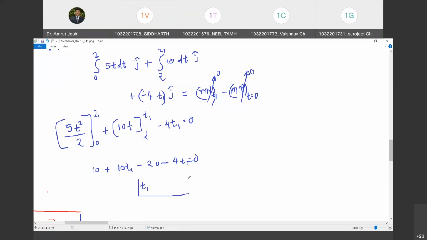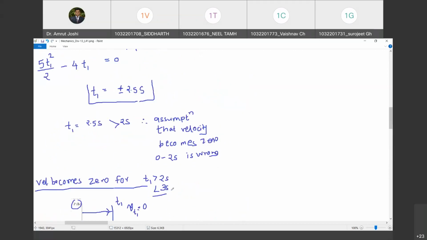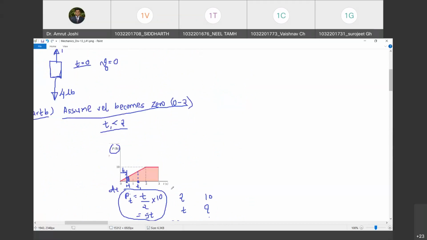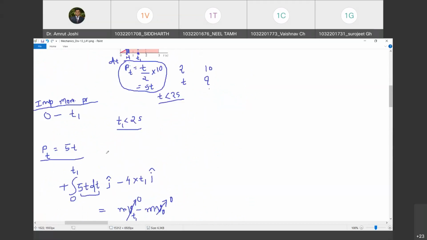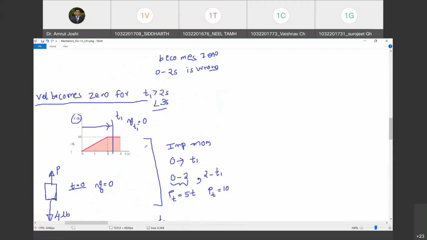Just a minute, sir. So you get 6t1 is equal to 10. Sir, 1.66 is the answer. 1.66. No, then there is some issue. ऐसे कैसे हुआ? Just see if maybe we have made any calculation error here. Just a minute.